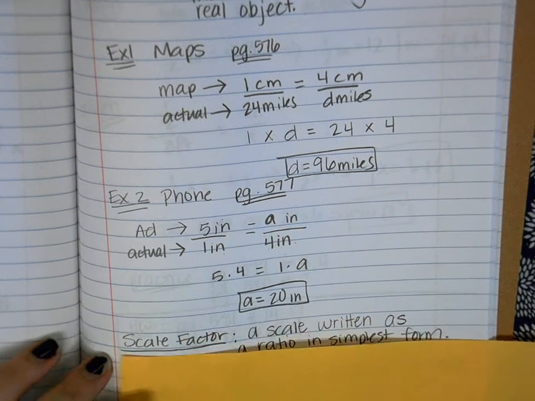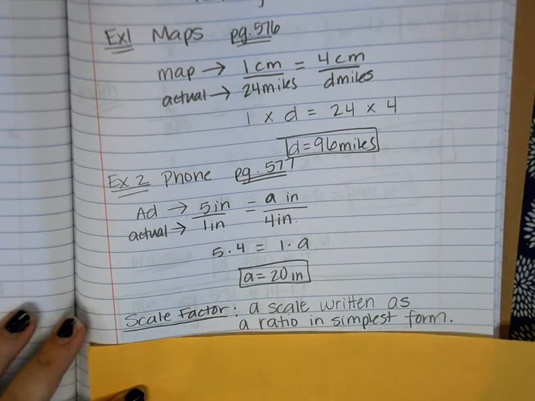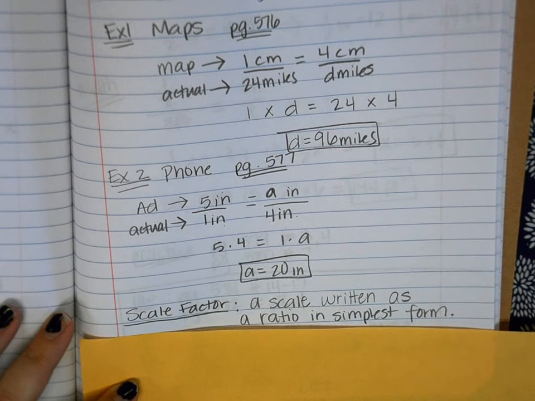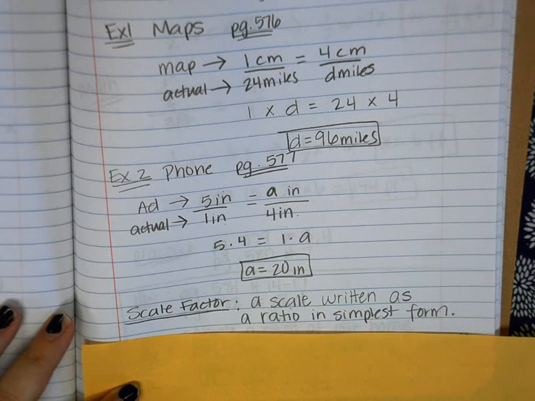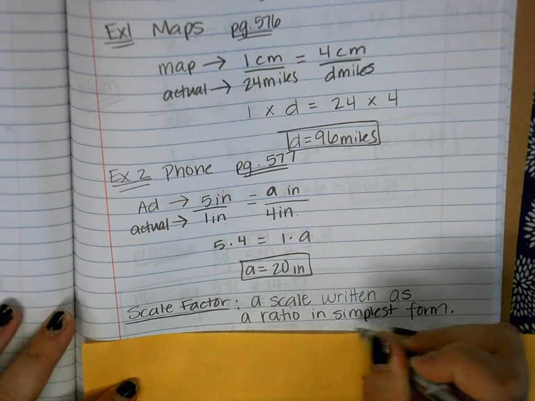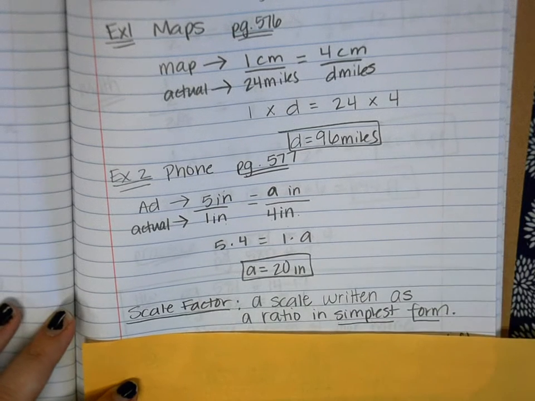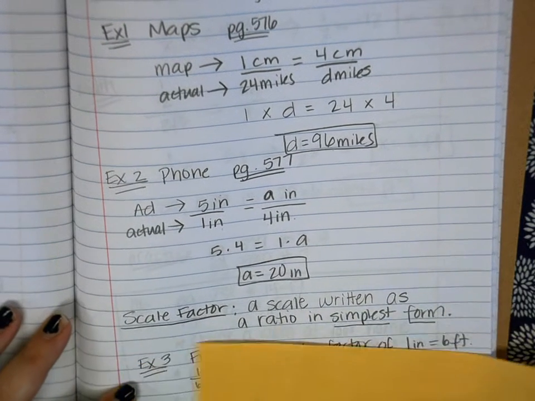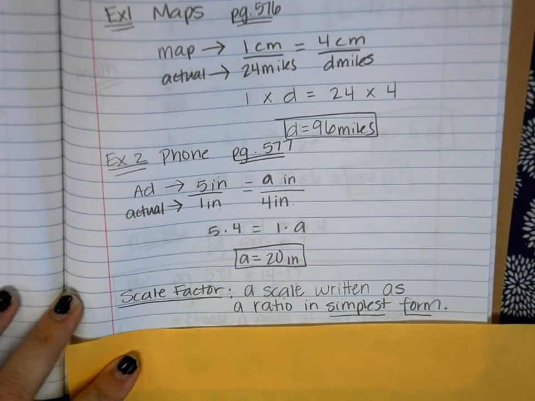Now the scale factor, which is what we were investigating as well, is a scale written as a ratio in simplest form. Simplest form is kind of key there. That means simplify your fractions, right? Scale factor, you have to write in simplest form.